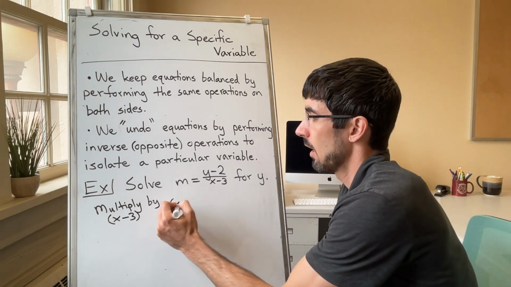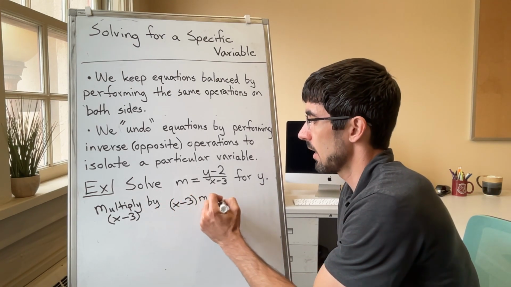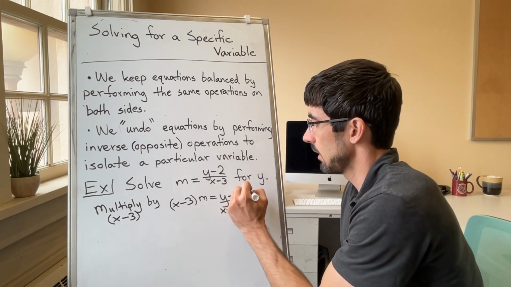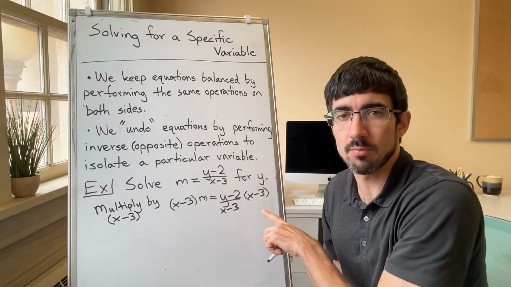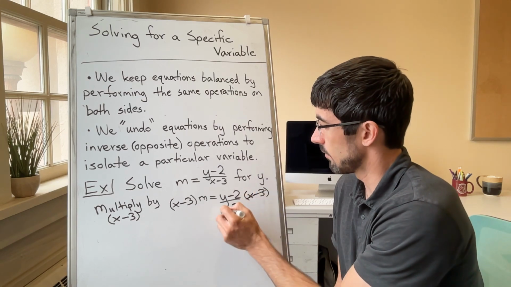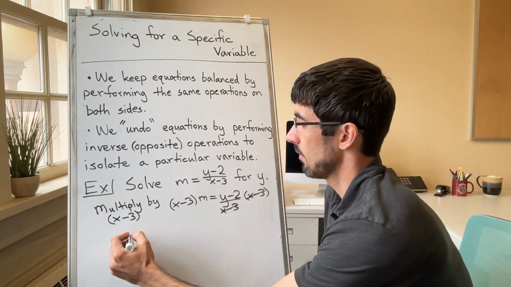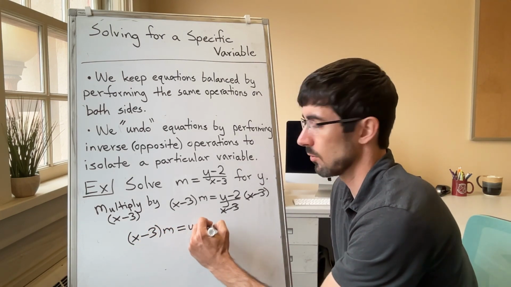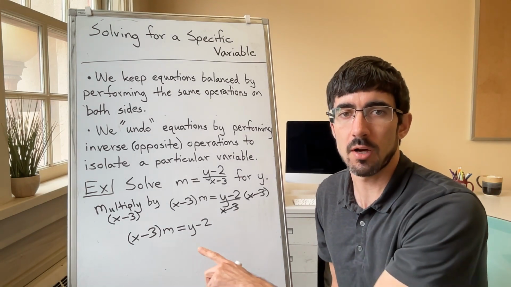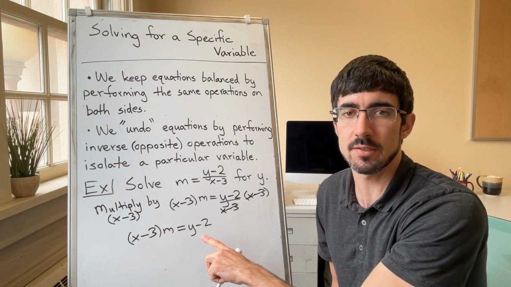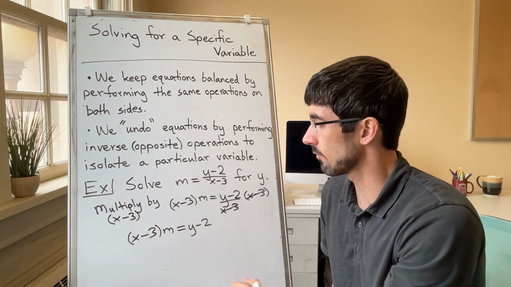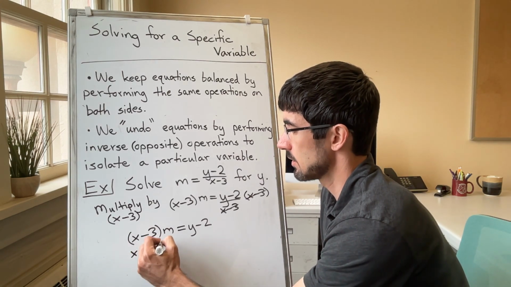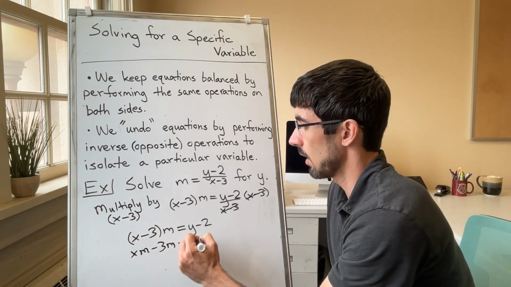And when I do that, I'll have x minus 3 times m on one side. On the other side, I'll have y minus 2 over x minus 3 times x minus 3. But guess what? Multiplying by the LCD just divides out the denominator here. And so I have this equation, x minus 3 times m equals y minus 2. Just by doing that, I've made progress, right? We're a lot closer to isolating this equation for y, or solving for y. I'm going to go ahead and multiply this out. So this would be x times m minus 3 times m equals y minus 2.